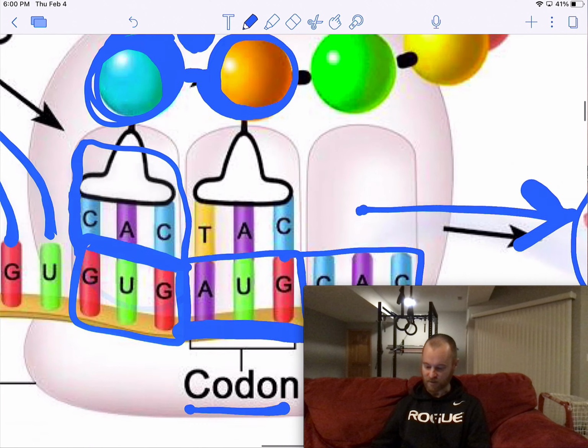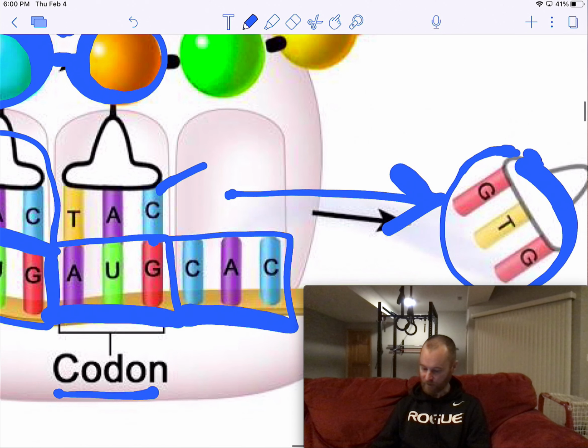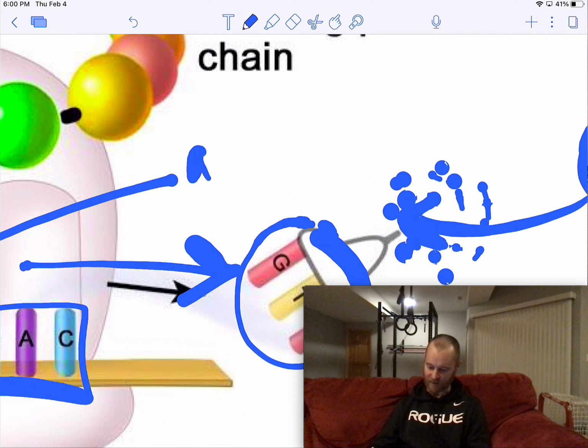I will mention there's a term here called anticodon. So this is the codon. The tRNA, since it's complementary but it's not a codon, they call those the anticodon.